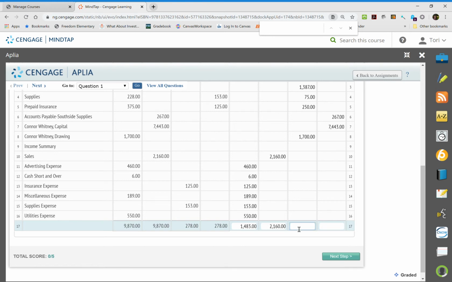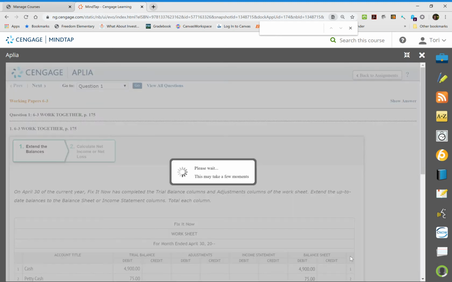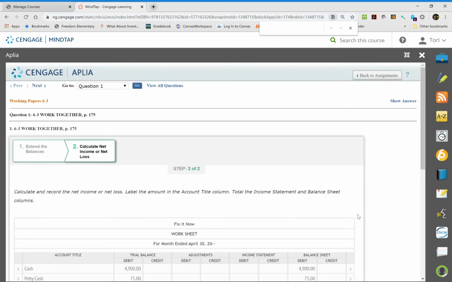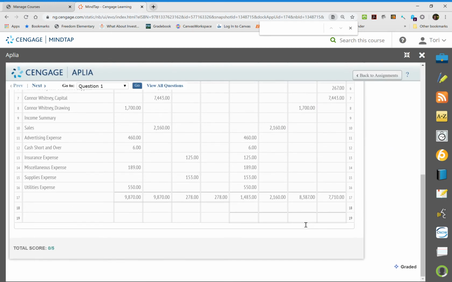Our debit on our balance sheet, we're going to add all of them up. And we'll add up the credit side as well. Okay, check your answers, make sure everything's good. And we're going to go to the last step on this. It's calculating out our net income.